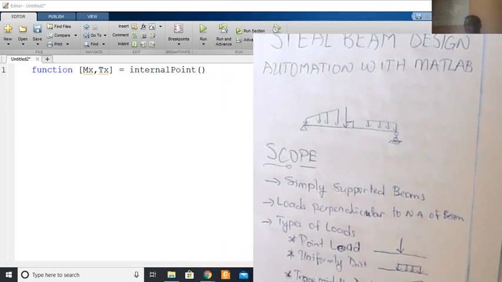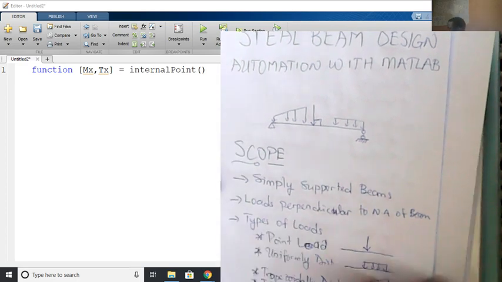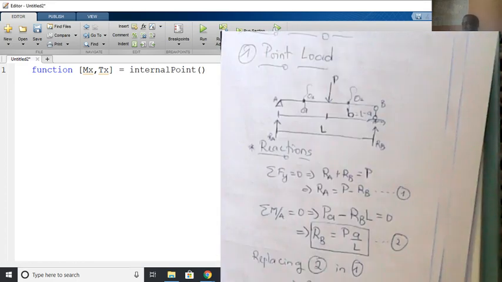Okay. I just want to show you guys where we were. Wait, we will need a value of a, right? So let's start with the value of the point load itself. We need P, okay? Then we need, let's say, the length of the beam. We'll say L. This is it right here, the length of the beam.